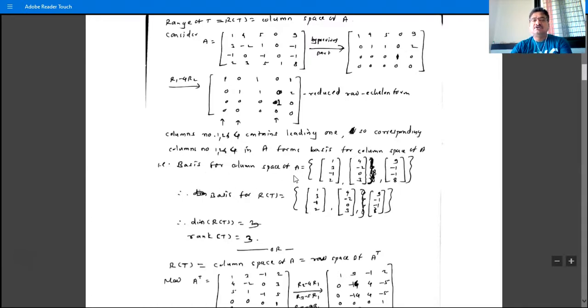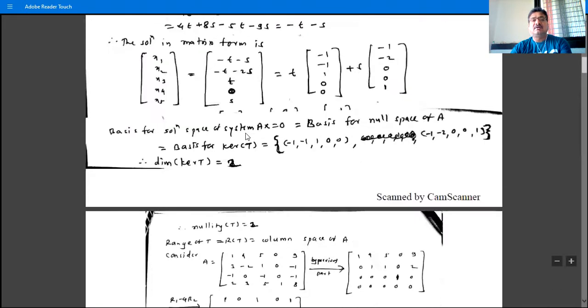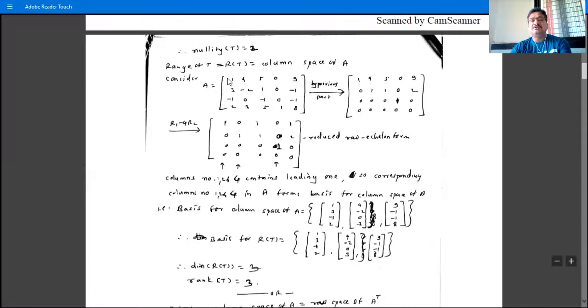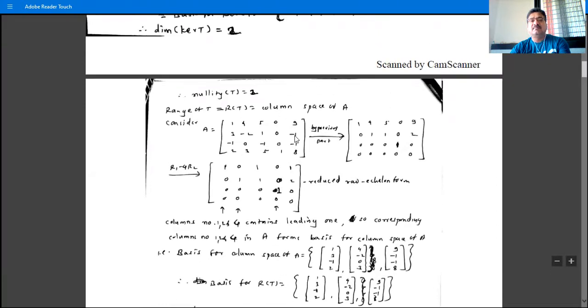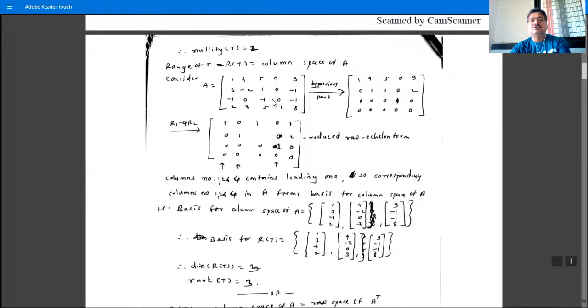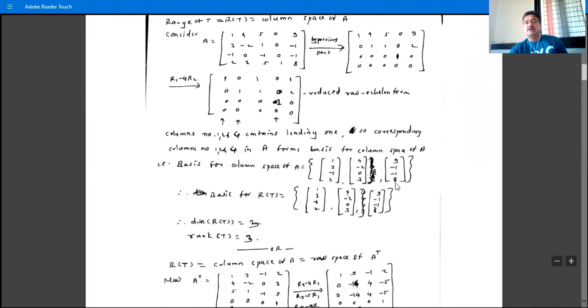So the basis for the column space of A is the set of vectors of the columns: the first column as the first vector, 1, 3, minus 1, 2. The second column as the second vector, and the fourth column of A as the third vector. What is the fourth column? This is not the fourth column actually. The correction is at this place: write this element as 0, 0, 1. Therefore, this is the basis for the column space of A.